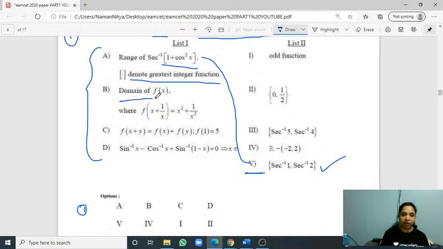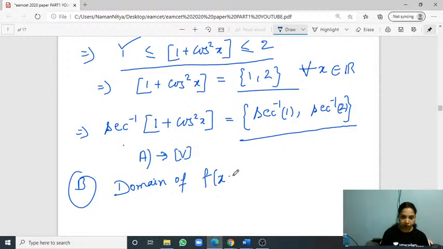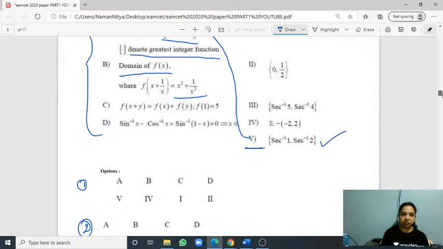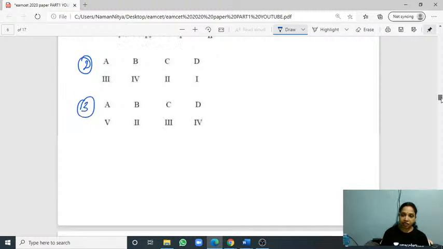Now the domain of f of x we are supposed to calculate, where f of x plus 1 by x is x square plus 1 by x square. So this only I am going to solve next, the B number. So how to solve? We are supposed to find the domain of f of x plus 1 by x equal to what we have here. Yes, f of x plus 1 by x is x square plus 1 by x square.